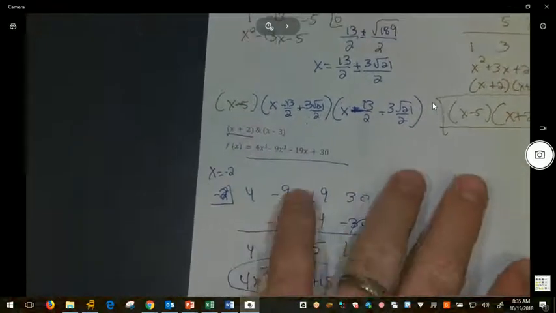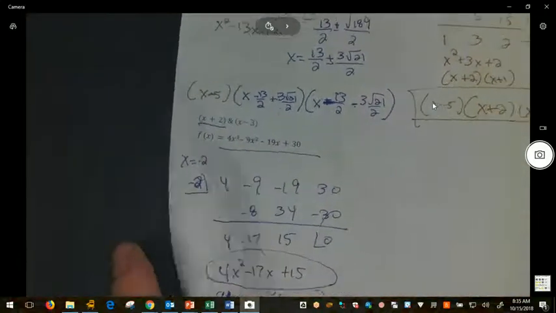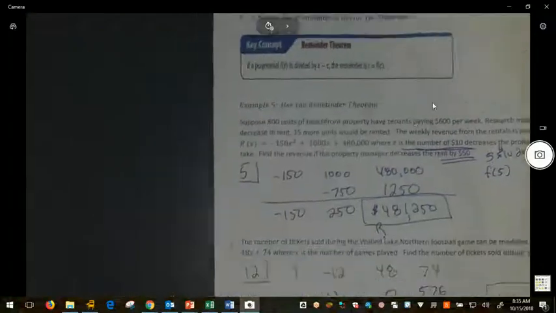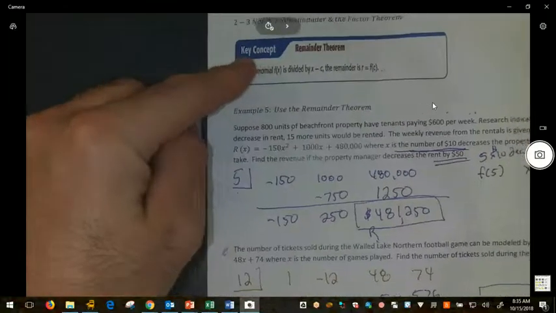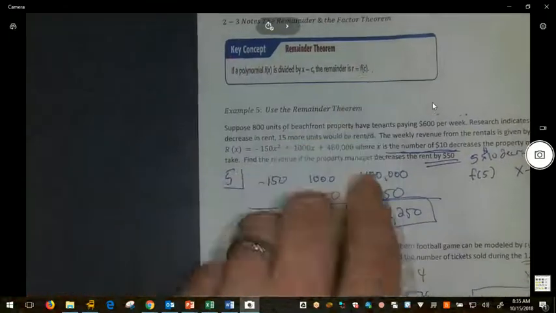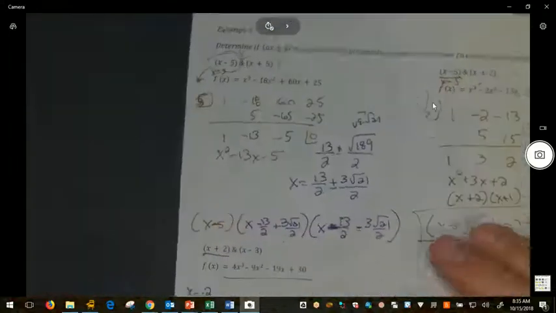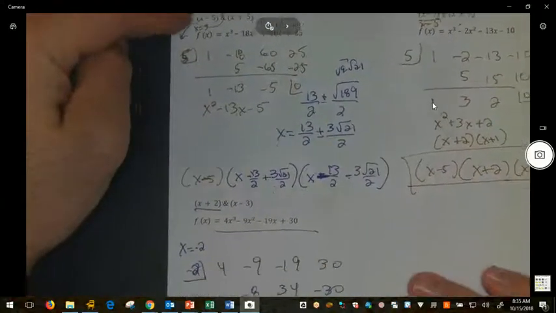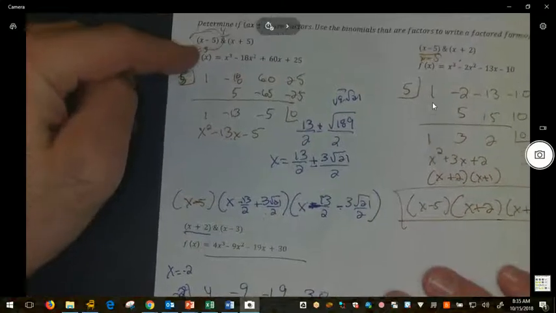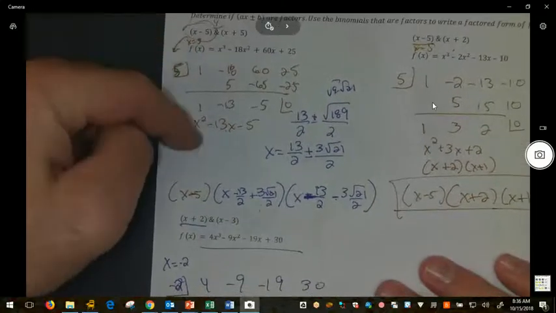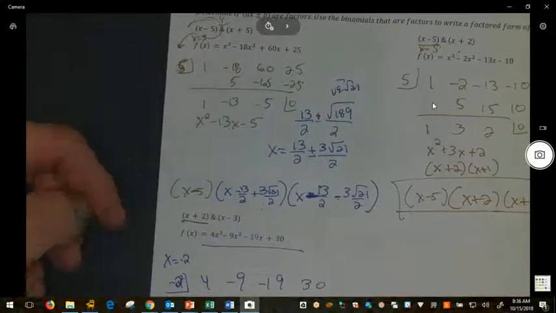This concludes the video notes for lesson 2.3, using the remainder theorem to evaluate functions, and using the factor theorem and remainder theorem to find a factor and then continue factoring to break it down.